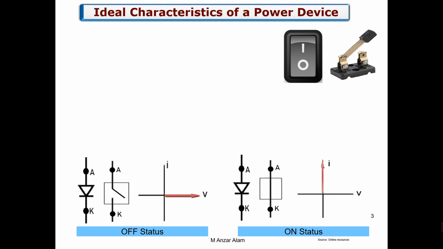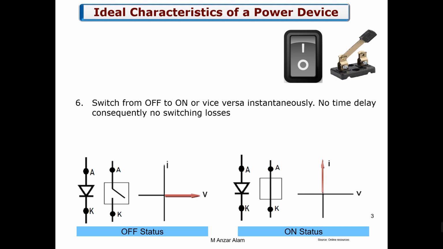Let's discuss. Sixth is to switch from off to on or vice versa instantaneously. That's correct. The time to turn it on and the time to turn it off should be very, very less, or should be zero. So no time delay, and consequently no switching losses.